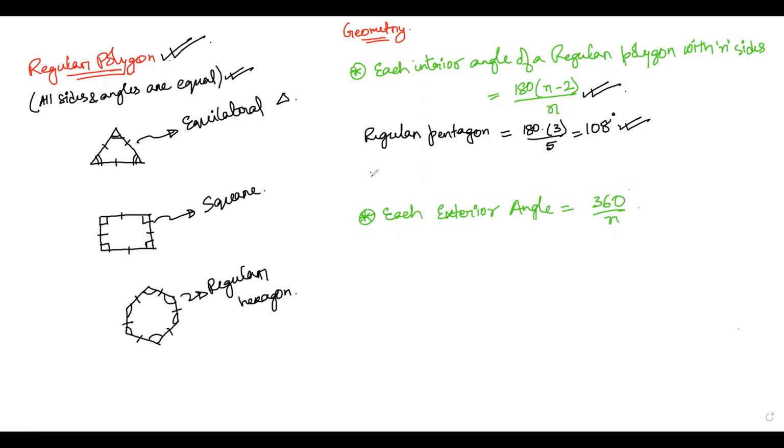In a similar way, for a regular hexagon, each interior angle would be 180 into 6 minus 2, that is 4 upon 6, and this would give us 120 degrees. That is, each interior angle of a regular hexagon is 120 degrees. So in this way, simply by using this formula, we can find the interior angle of any regular polygon.